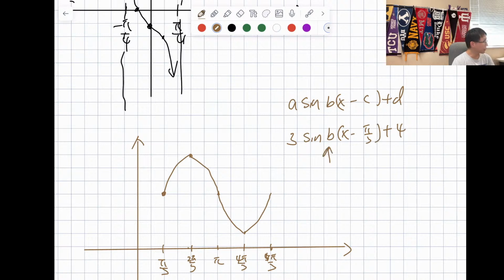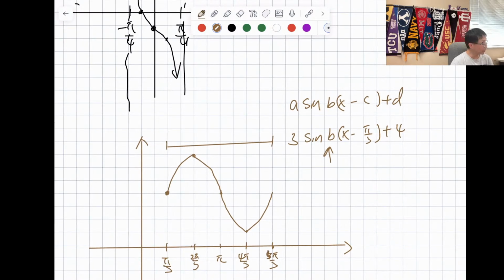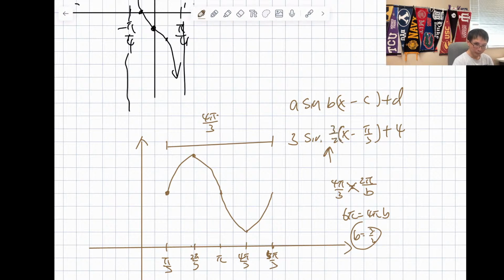That's the hardest part for you to figure out. We're going to see how long it takes to do a period. So from pi over 3 to 5 pi over 3, what is the period? 4 pi over 3. So you set 4 pi over 3 equal to 2 pi over b. Do you see that? You cross multiply, so it'll be 6 pi equal to 4 pi b, and then b is equal to 3 over 2. And that's how you figure it out.